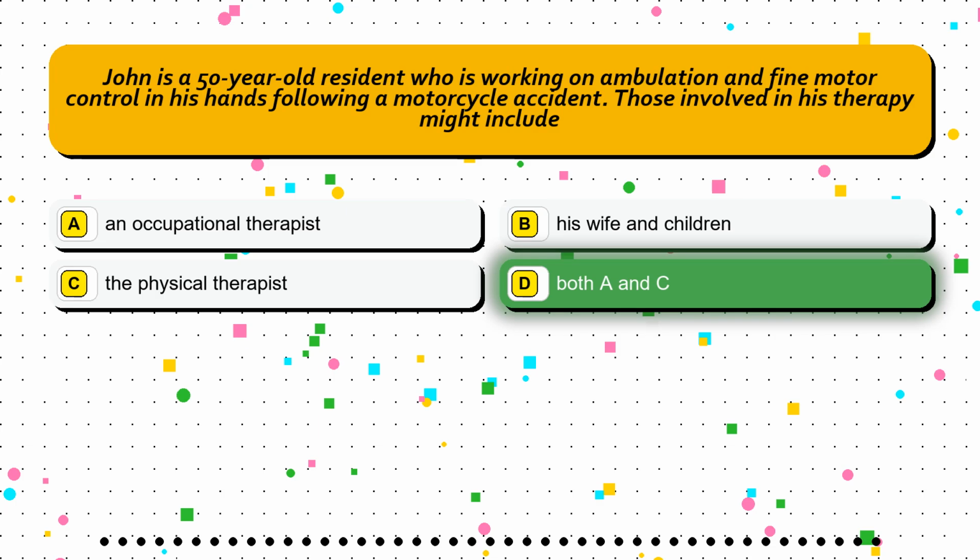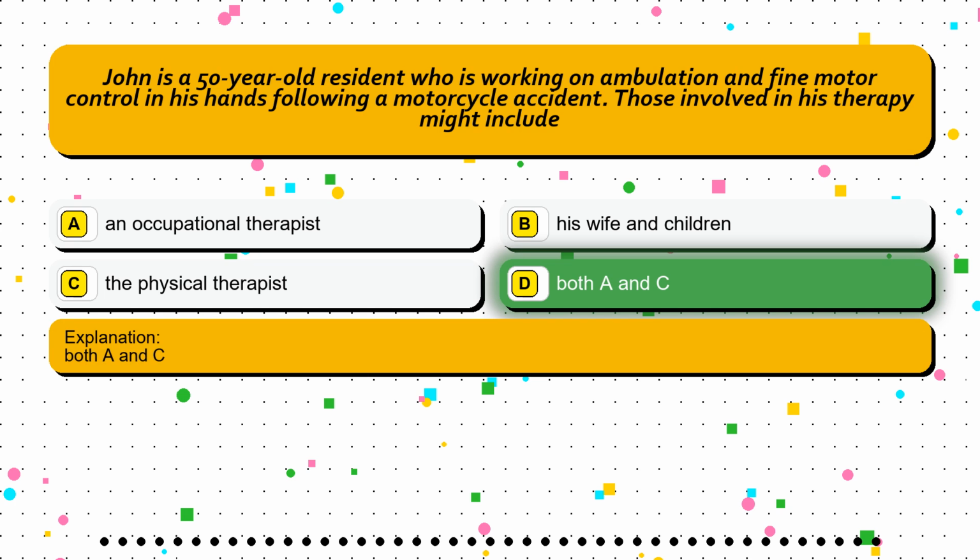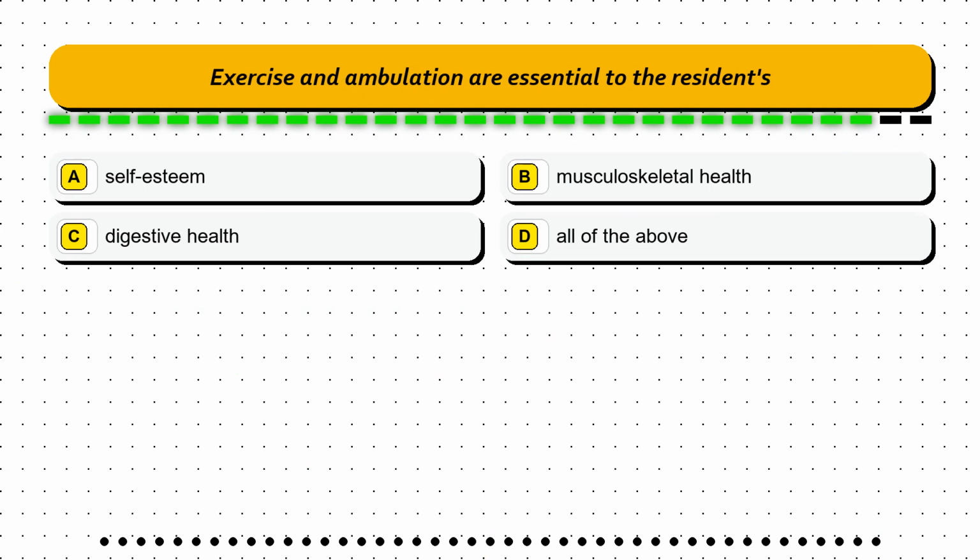The correct answer is option D, both A and C. Question 17. Exercise and ambulation are essential to the resident's: Option A, self-esteem. Option B, musculoskeletal health. Option C, digestive health. Option D, all of the above.